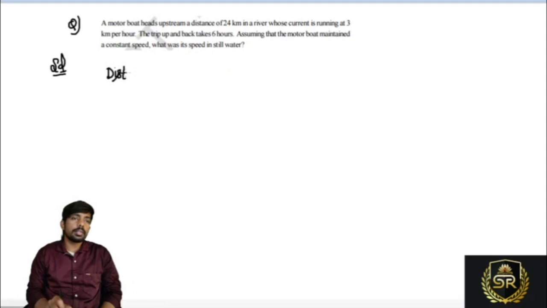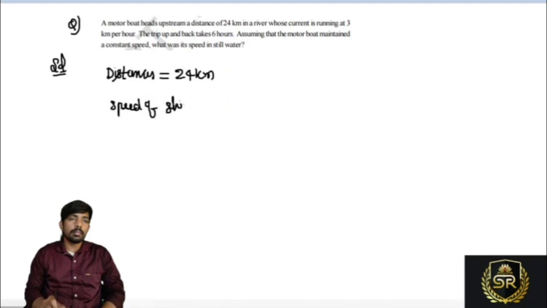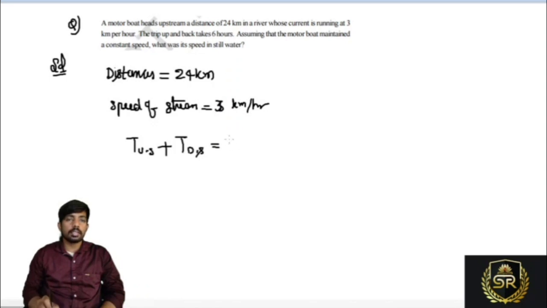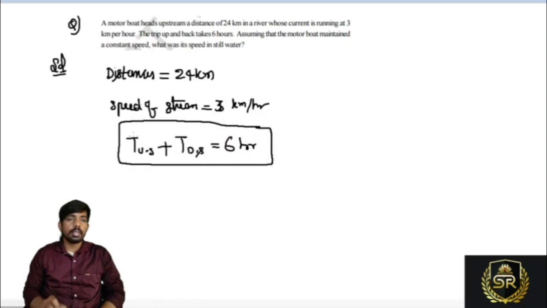Distance traveled by the boat is given as 24 kilometers. And in a river whose current is, so speed of the stream given is 3 kilometers per hour. The trip up and back takes 6 hours. That means time taken by the upstream plus time taken by the downstream is equal to 6 hours, the total time.